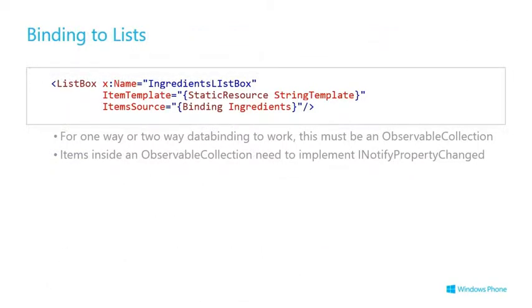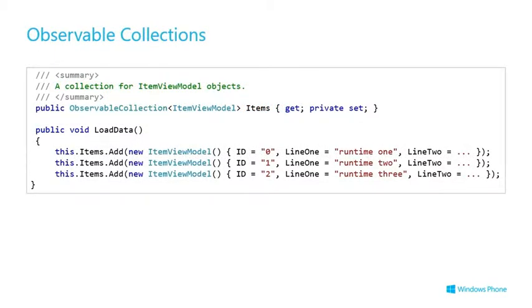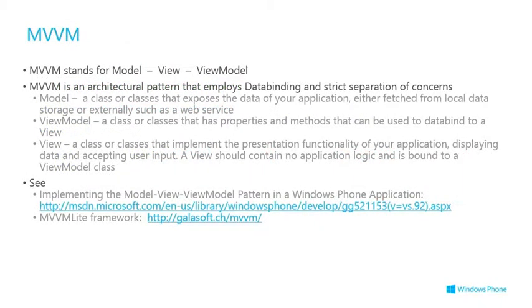Oh yeah, just a mention of binding to lists. A ListBox has a similar version of DataContext, which is called ItemsSource. But instead of DataContext pointing at a single object, ItemsSource has to point at a collection of objects. That's the only difference, really. And here's an example of an ObservableCollection, not to be confused with a generic list.